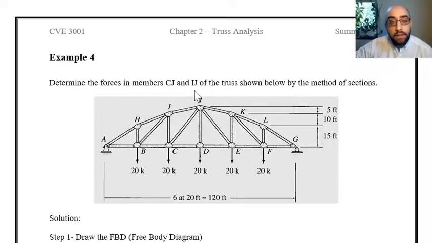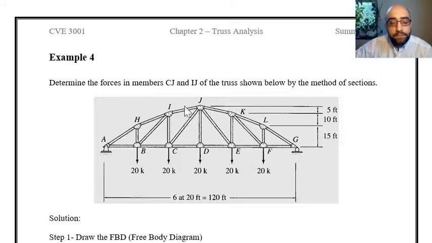So instead of asking to find the forces in all the members, it is asking about specific members, CJ and IJ, which means that if you want to use the method of joints, you are going to obtain lots of results which are not necessary based on this question. It is just asking about two members, which gives us a hint about using the method of sections.